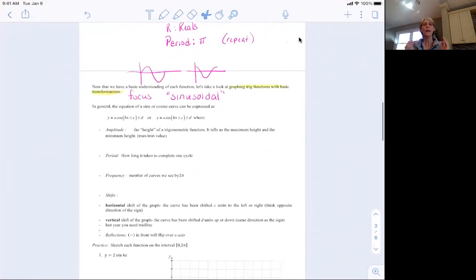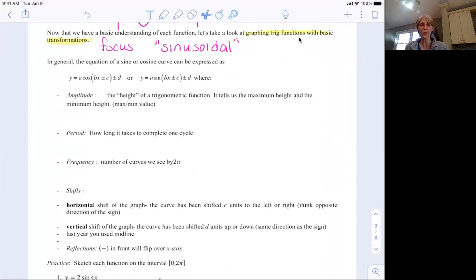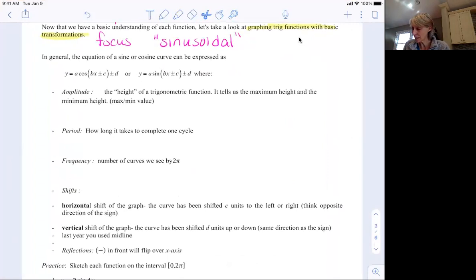So we're going to focus on the graphs of these functions, some vocabulary, and some things you should remember from last year. When we have y equals a cosine of bx plus c plus or minus d, or y equals a sine of bx plus or minus c plus or minus d, these a's, b's, c's, and d's are all what we call transformations to the parent function. We should recall from our transformation unit that we can stretch things, slide things, and reflect things, and all of these numbers have an effect on the basic graph.